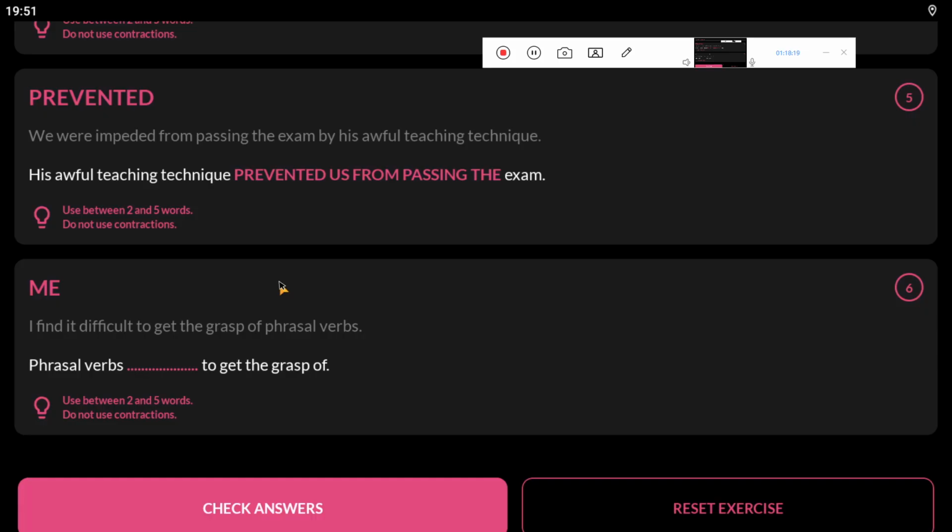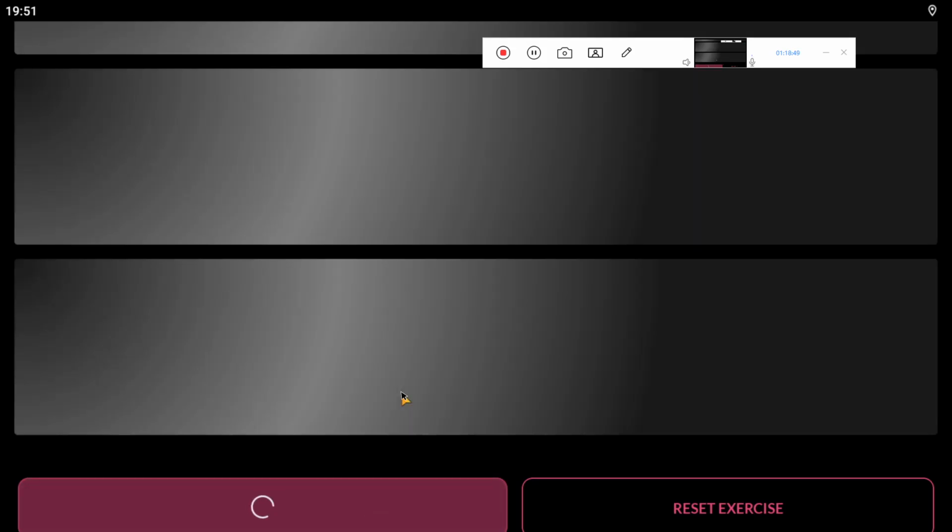This is a very difficult one. It could be similar to what you said. Maybe phrasal verbs are difficult. In this case, they seem difficult. Phrasal verbs seem difficult for who? To me, right? Phrasal verbs seem difficult to me to get the grasp of. Los phrasal verbs parecen ser difíciles para mí de entenderlos, to get the grasp of, okay?